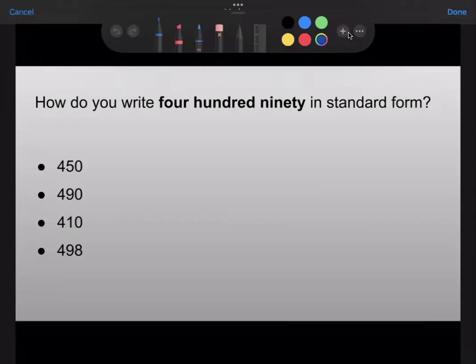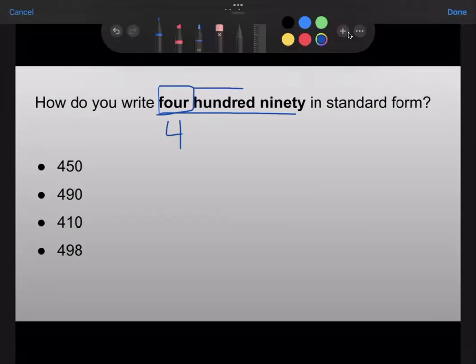So for this first one, how do you write this in standard form? Basically, how do you write that phrase with numerical digits? Okay, so let's start with this word. This is the word four. So then we know our number starts with 4. And from these 4 choices, it looks like they all start with 4. So that didn't eliminate any choices for us, but that's okay.